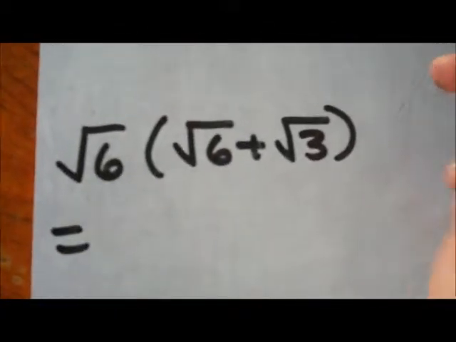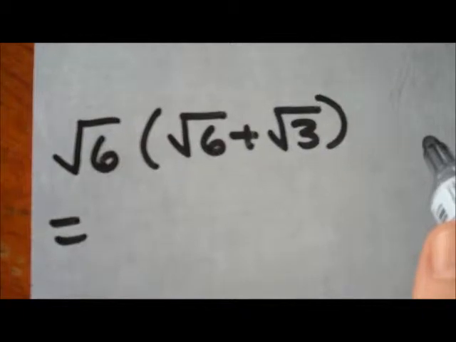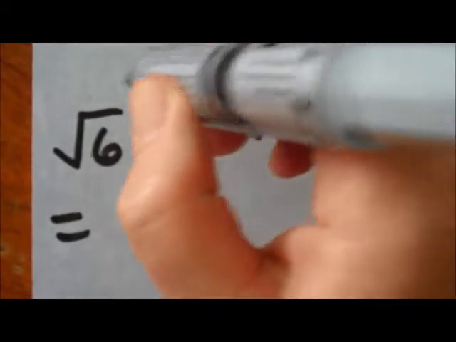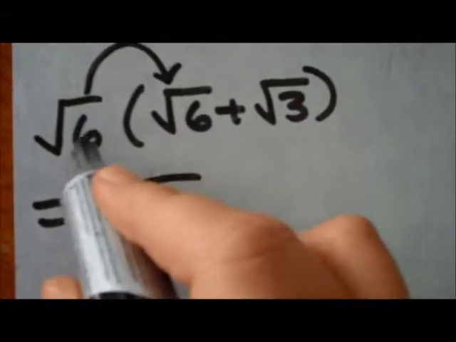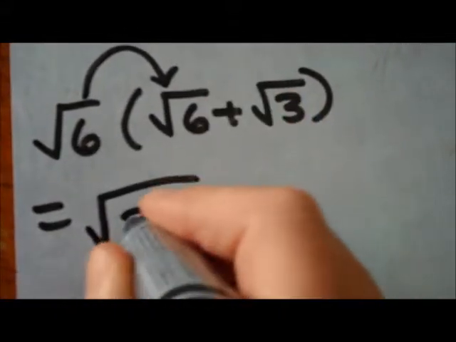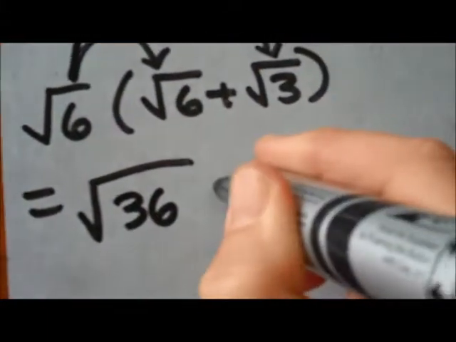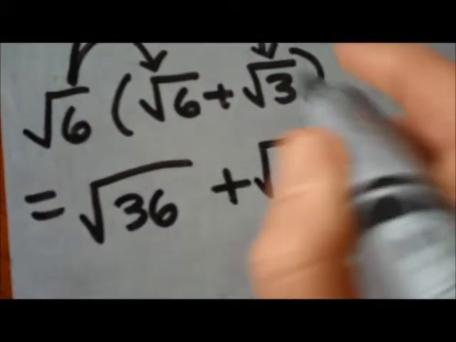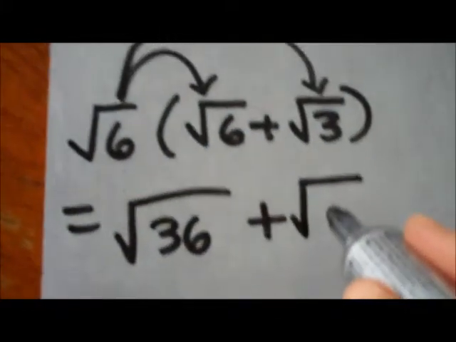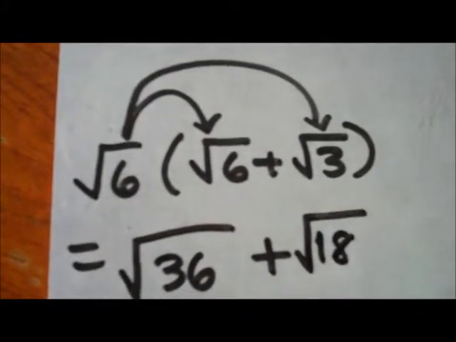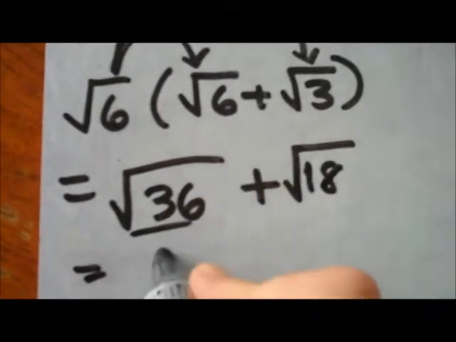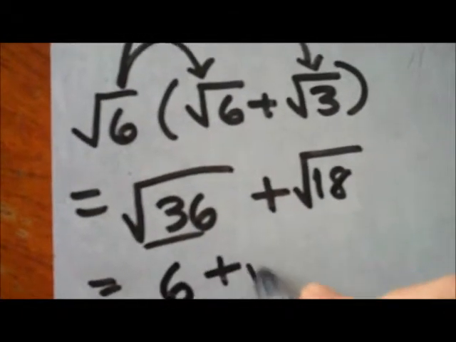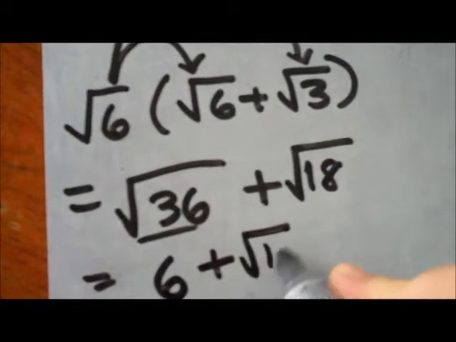Let's have a look at the next one. Root 6 times root 6 plus root 3 all in brackets. So the first multiplier is going to be this one. So I'm going to actually have the square root of 6 sixes are 36. And then I've got square root of 6 times the square root of 3 plus the square root of 6 threes are 18. What is the square root of 36? Square root of 36 is 6. So I'm going to get here 6 plus square root of 18.